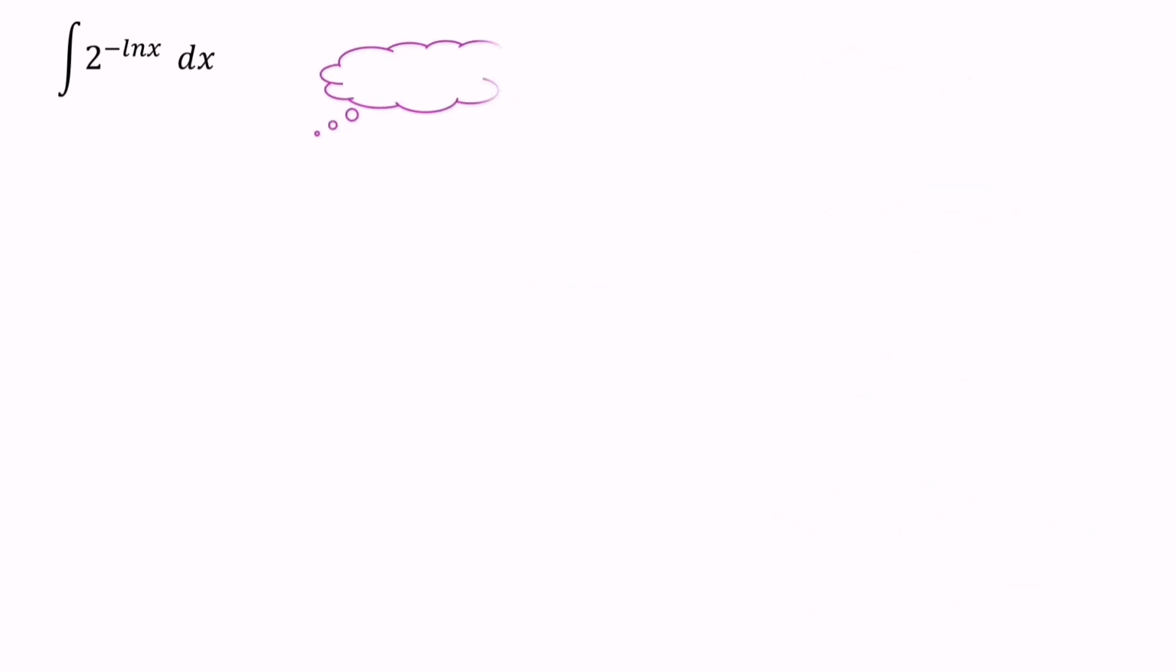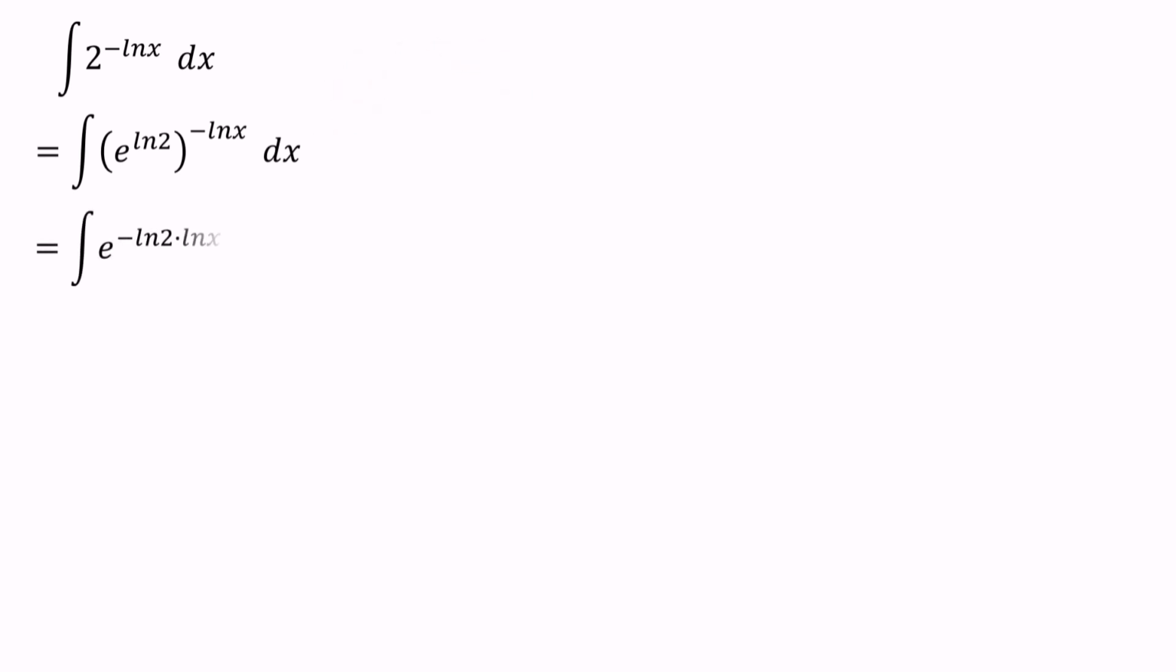Value of simple a equals e to the power of ln a. Using this equation, we can write 2 value as e to the power of ln 2. E to the power of ln 2 to the power of minus ln x value, we can write as e to the power of minus ln 2 times ln x. Minus ln 2 times ln x value, we can write as ln x times minus ln 2.